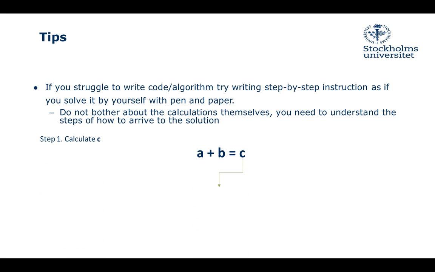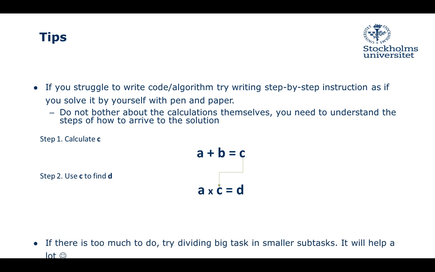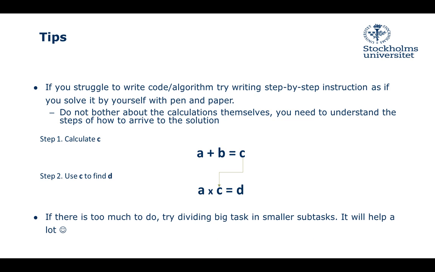So for example, let's say you have one formula where you calculate C, like A plus B equals C. And this C is going to be used in the next formula, like A multiplied by C, to get D. Pretty much, if you try to do this on paper like I did with these two steps, you will always get somewhere, and you will always get an algorithm and instruction for the computer which can afterwards be implemented in code and can be solved. And as usual, if there is too much to do, try dividing big tasks into smaller subtasks. It will help a lot.